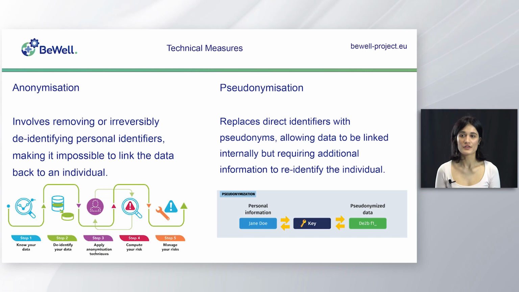4. Anonymization and pseudonymization. To further protect patient privacy, the hospital network applies anonymization or pseudonymization techniques to personal data whenever feasible. Anonymization involves removing or irreversibly de-identifying personal identifiers, making it impossible to link the data back to the individual. Pseudonymization replaces direct identifiers with pseudonyms, allowing data to be linked internally but requiring additional information to re-identify the individual.